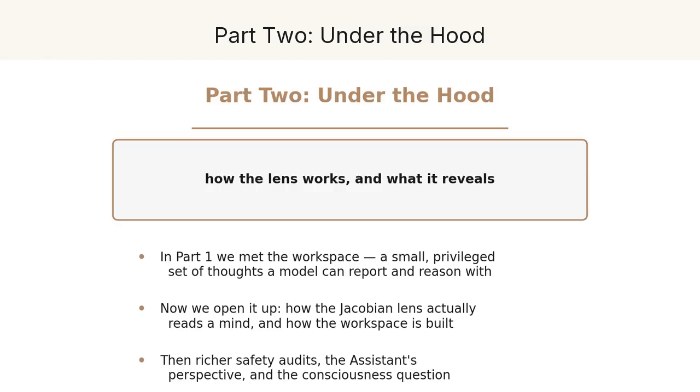Welcome back. In part 1, we met the big idea. Language models seem to keep a small, privileged set of thoughts they can report, hold in mind, and reason with, floating on top of a vast ocean of automatic processing. Anthropic's researchers call the tool that reads it the Jacobian lens, and the structure it reveals the J-space. That was the view from above.